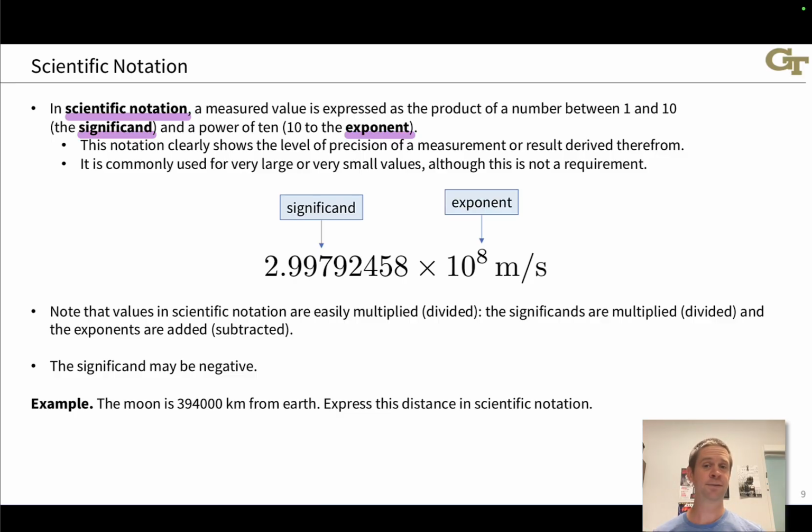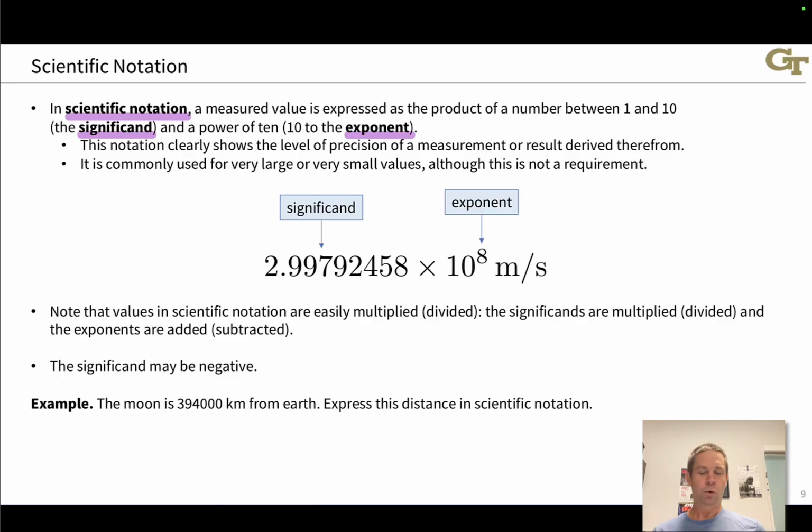Other than that, scientific notation really just refers to the value. The units are exactly as we would expect. There's nothing special there. Scientific notation is generally used for very large or very small values. It doesn't have to be, but this exponent is usually a relatively large integer in magnitude, right? 10 to the negative 9 or 10 to the positive 8, 10 to the positive 12, something like this.